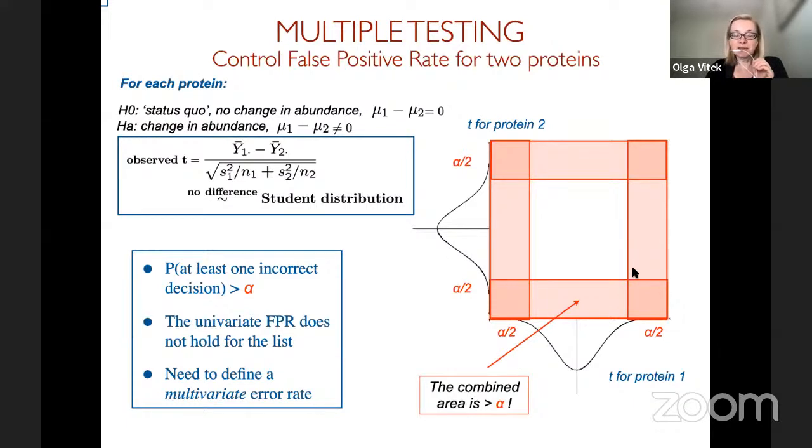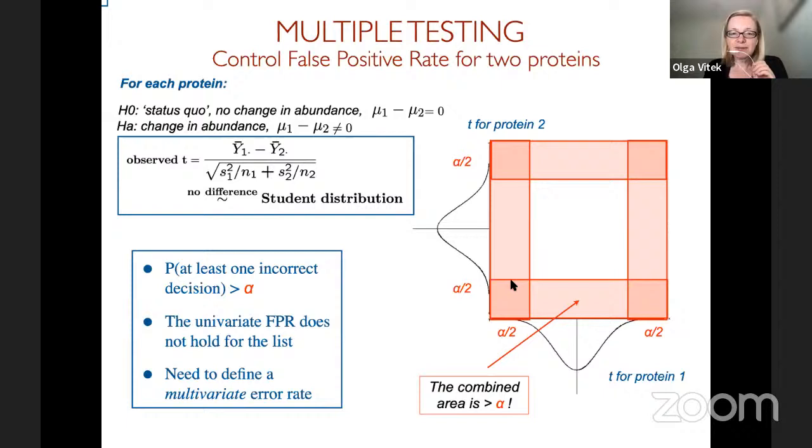And if we combine these areas, well, together they're greater than alpha. So the probability of making at least one false positive decision regarding changes in abundance is larger than what we would like to claim. So it's larger than alpha. And of course, our experiments do not have two proteins, they have thousands of proteins. So the probability of making at least one false positive decision is essentially 1. So we're guaranteed to, if we try hard enough and test long enough, we always find something just by random chance. So it is very easy to have a lot of false positives just by testing enough proteins.